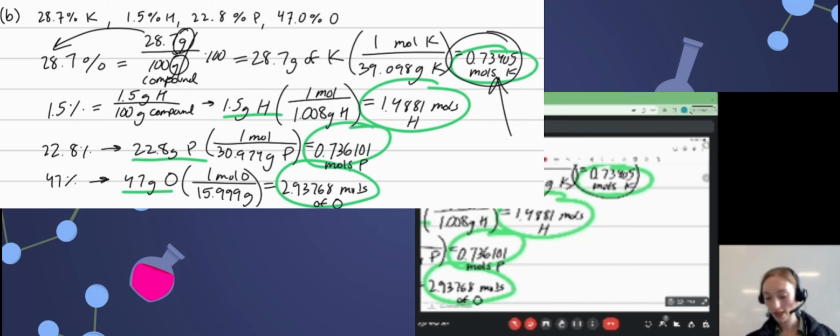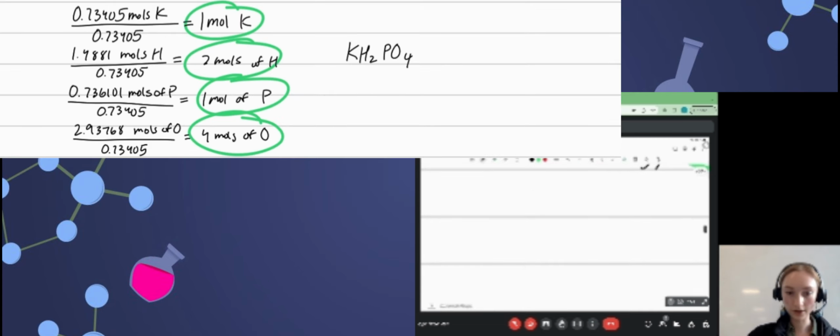So now what we do is we take the least numbered value of all that we have, and we divide each amount of moles by it. The reason why is we find a common denominator, and just to get rid of all these decimals, we find a common whole number value for all of these atoms. So it looks like the mole number of potassium, the 0.73405, is the smallest number here. So we're going to divide each one of these values by that common denominator.